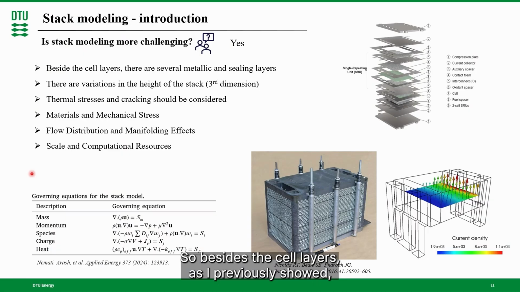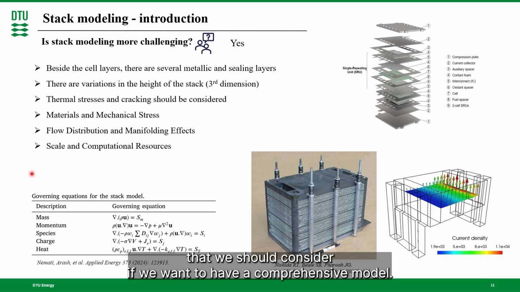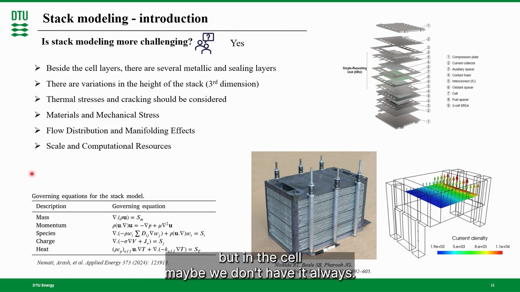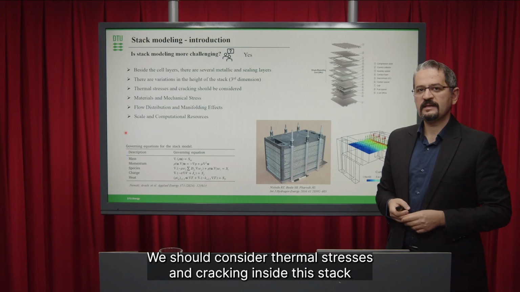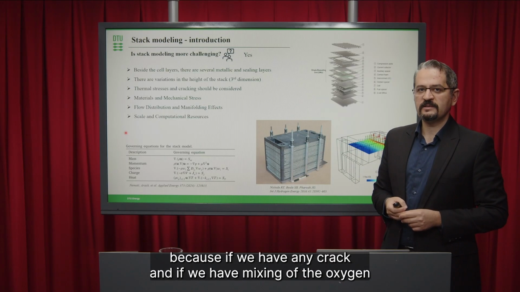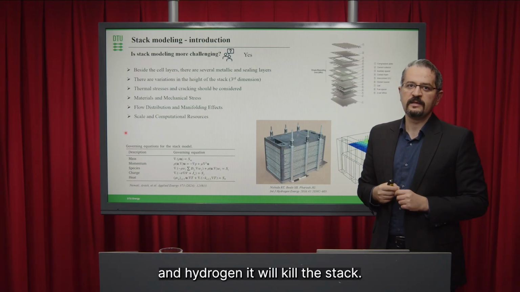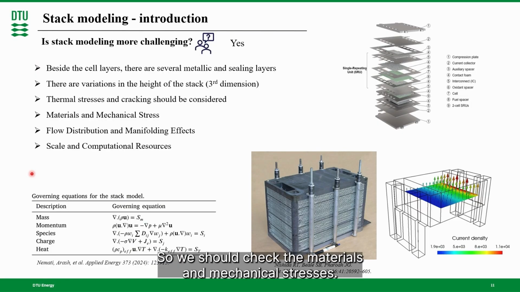So besides the cell layers, as I previously showed, there are also several metallic and sealing layers that we should consider if we want to have a comprehensive model. There are variations in the height of the stack, but in the cell maybe we don't always have it. We should consider thermal stresses and cracking inside the stack, because if we have any crack and mixing of the oxygen and hydrogen, it will kill the stack. So we should check the materials and mechanical stresses.